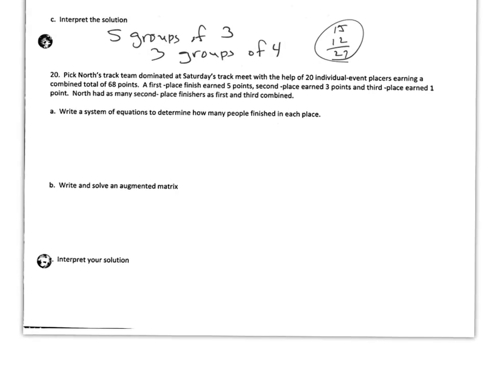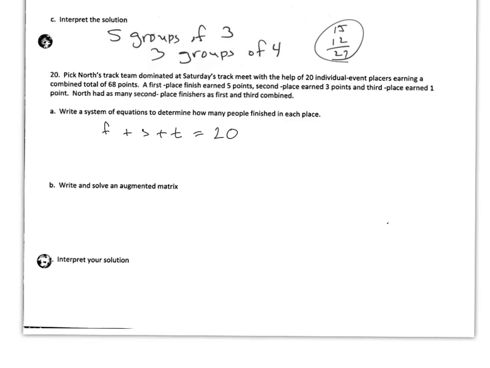This next one has a little bit more information in it. So maybe we'll have an extra equation somewhere. So we have 20 individual event placers earning a combined total of 68 points. So we had 20 people, and a person can either finish first, second, or third. And there's 20 people. Those are not points.